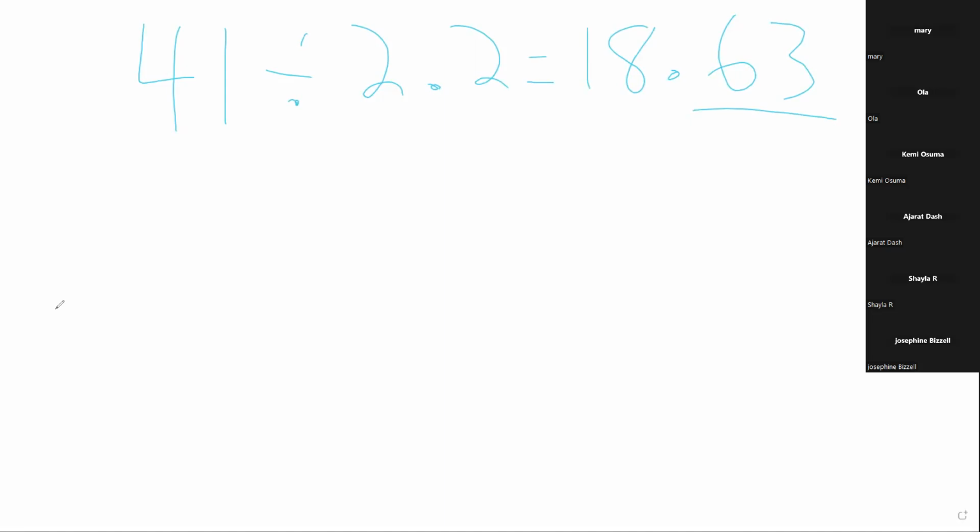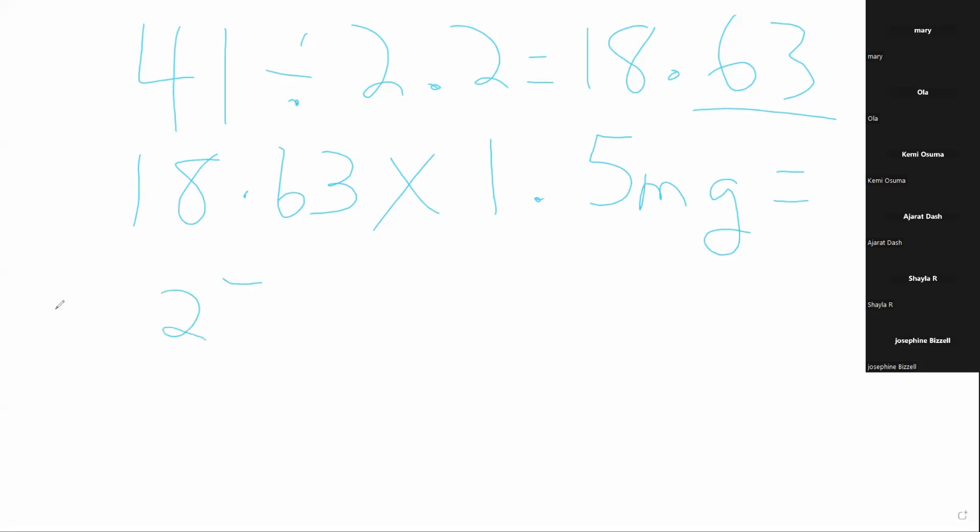Okay. Now the next step is we're going to take that whole number that's in our calculator, and we're going to multiply that times what the desired dose is, which is 1.5 milligrams. Again, that gave us 27.95, and then you have this really long number after that, and this is milligrams, okay?